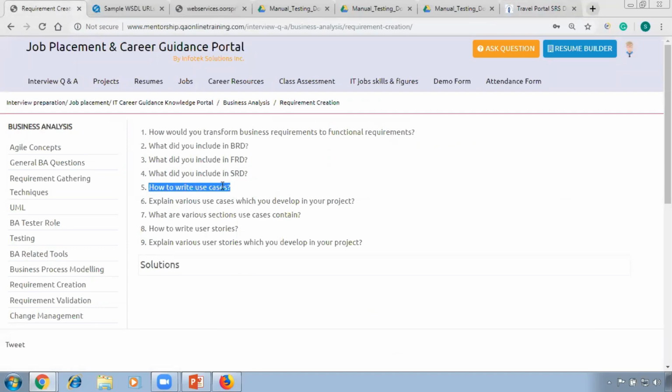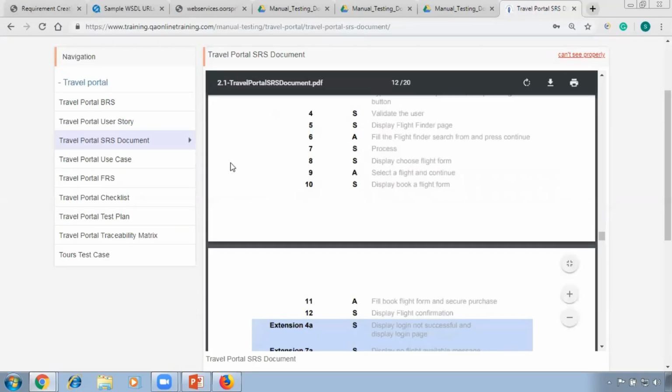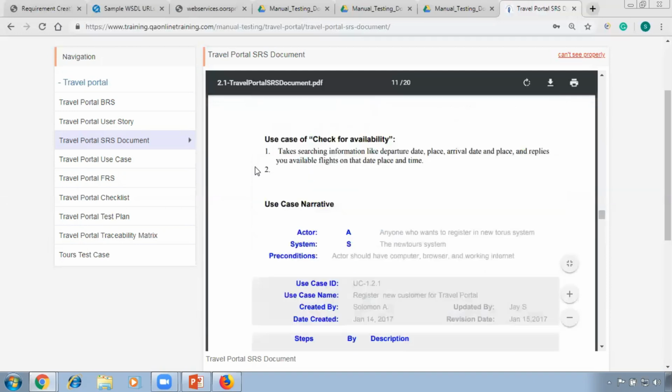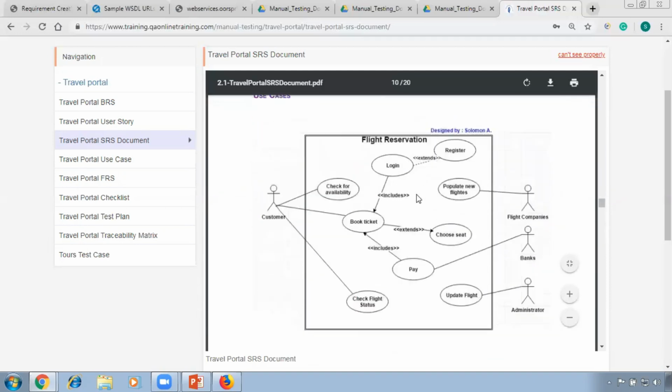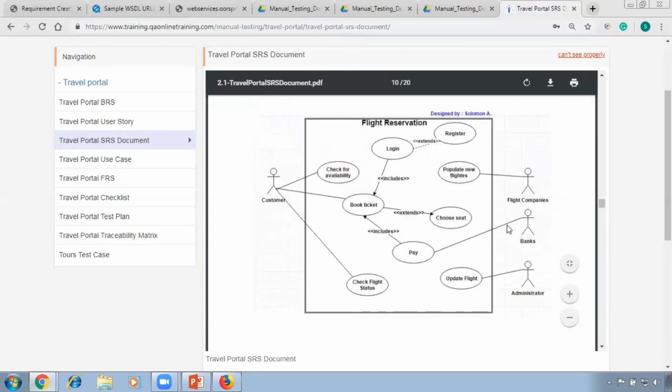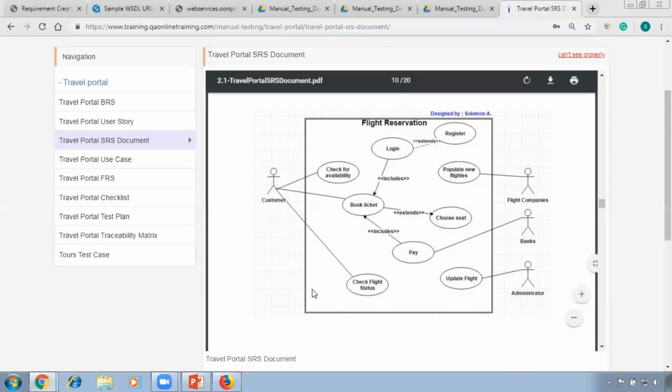Now how to write a use case. A use case is of two types. One is you can create a diagram, as well as you can create a document type. And as I've been saying for a long time, the use case depends on actors. You have to find out who are the different categories of people who will directly or indirectly be affected, or who are directly or indirectly involved in this complete project. If we talk about the travel portal, here we have flight company, the banks, the administrator, and the customer. These are the four actors.